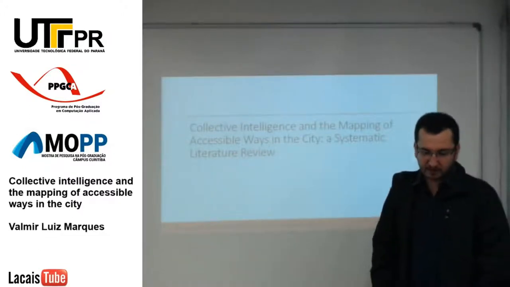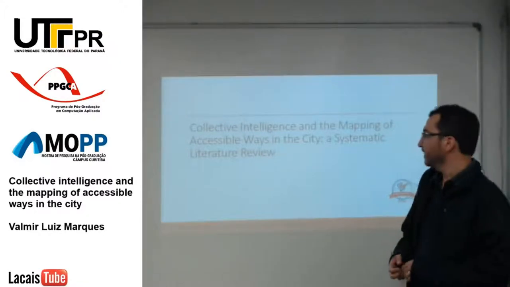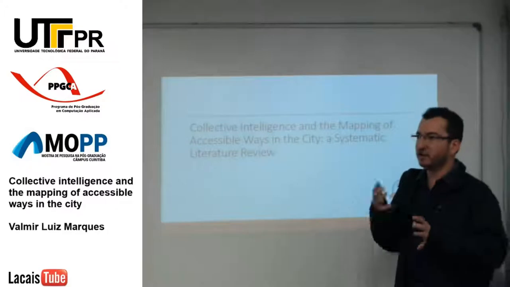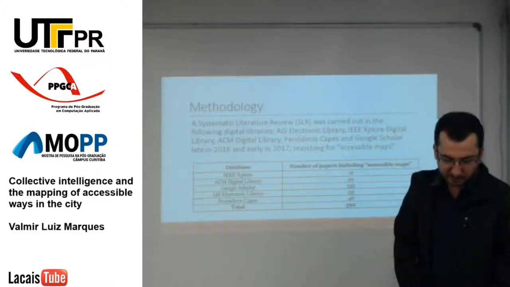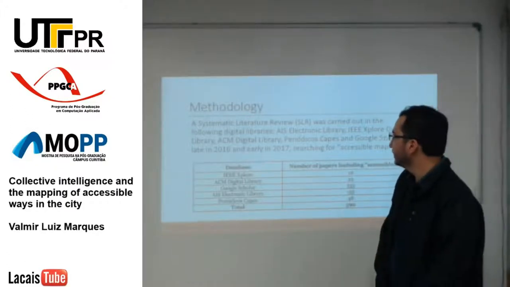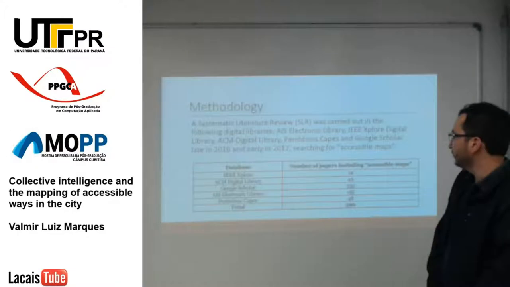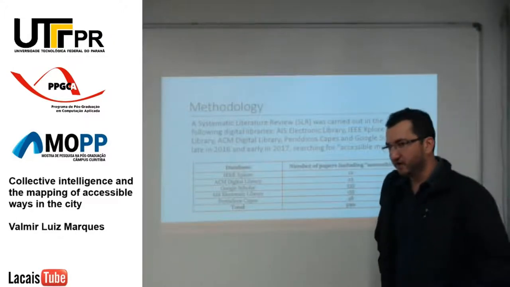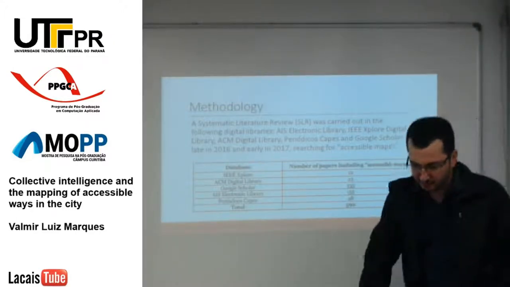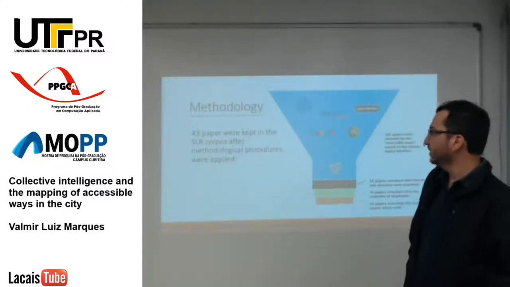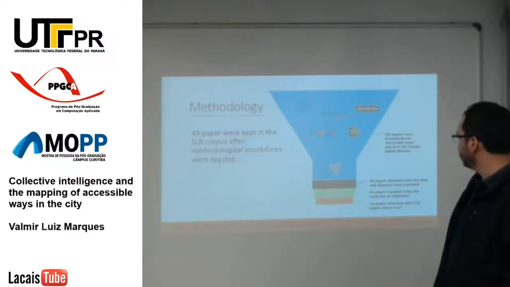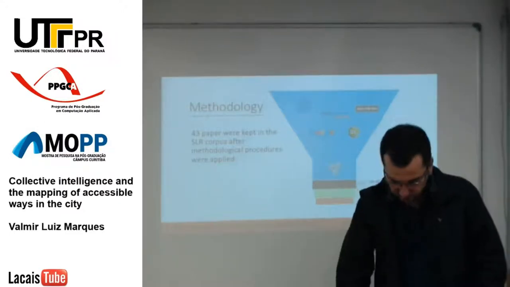So step one, as the professor said, we presented at AMCIS. It is a systematic literature review about the state of the art of accessible maps. Our methodology: we made a systematic literature review, searching four electronic libraries: Scopus, IEEE, ACM, and Periódicos CAPES, and we searched for the term accessible maps. We found 592 papers, and after applying the methodological procedures, we got 43 papers that were included in the corpus of this research. So our results are based on the 43 papers.